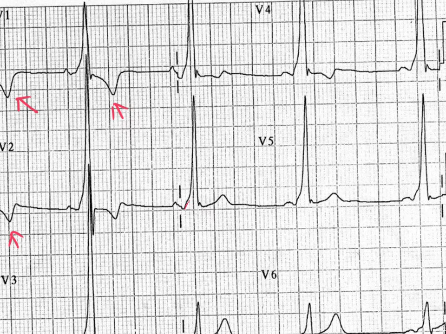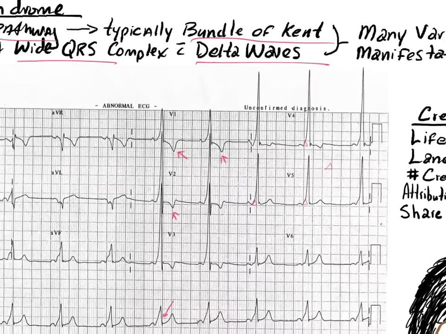Yeah, that initial slurring of your QRS, and imagine you could put a triangle there. Remember, this is delta, Greek delta, and imagine I could fit a triangle in there. Yeah, so these are delta waves. So this is actually Wolff-Parkinson-White.